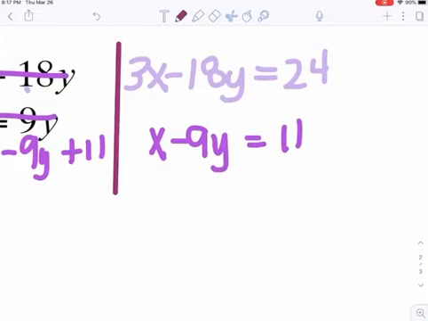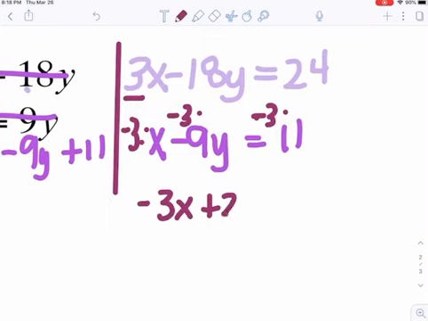Okay, so let's look at what variable would be easiest to eliminate. I'm looking at the x's. This x doesn't have a coefficient, so I think it's going to be pretty easy to change it so that it'll eliminate with the other x. Well, it needs to be opposite of this, so that means I need to multiply by negative 3. But make sure you're doing it to everything, so this becomes negative 3x plus 27y equals negative 33. Okay, and then I'm going to cross that out.